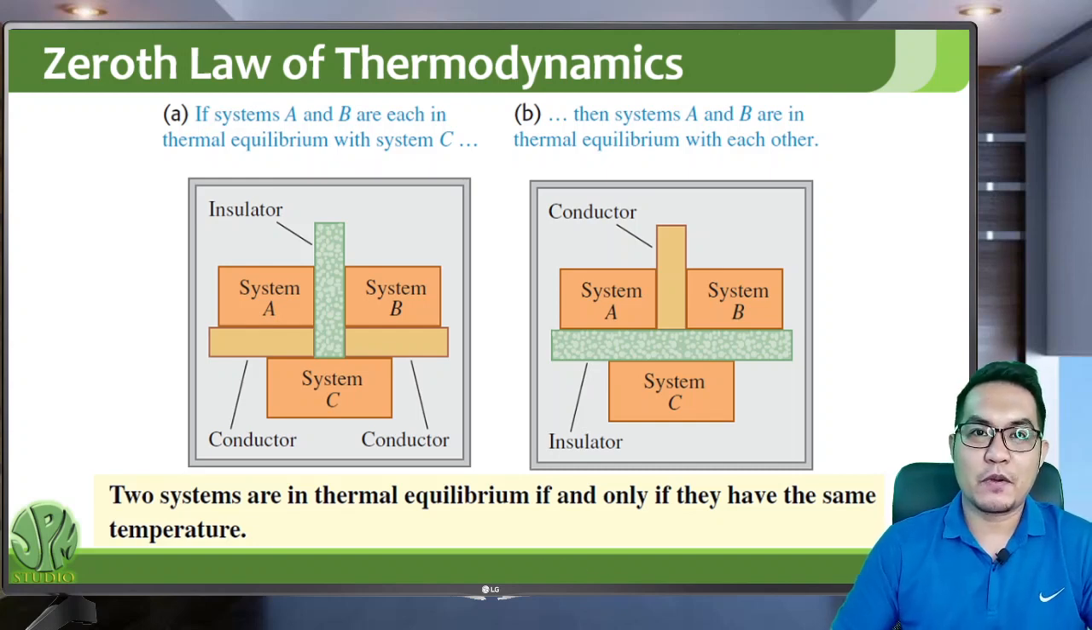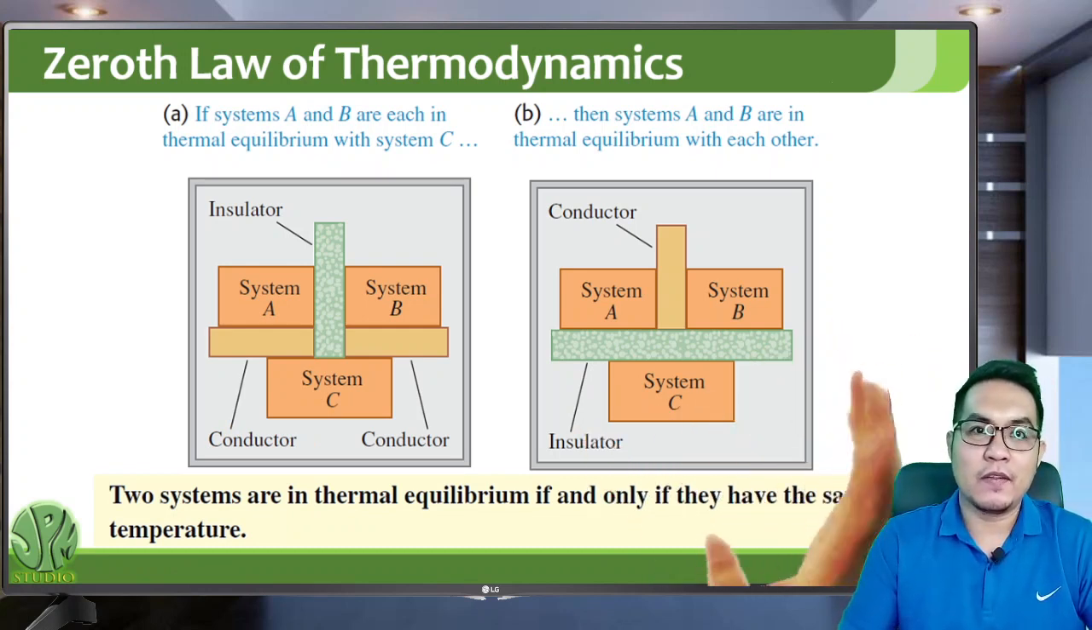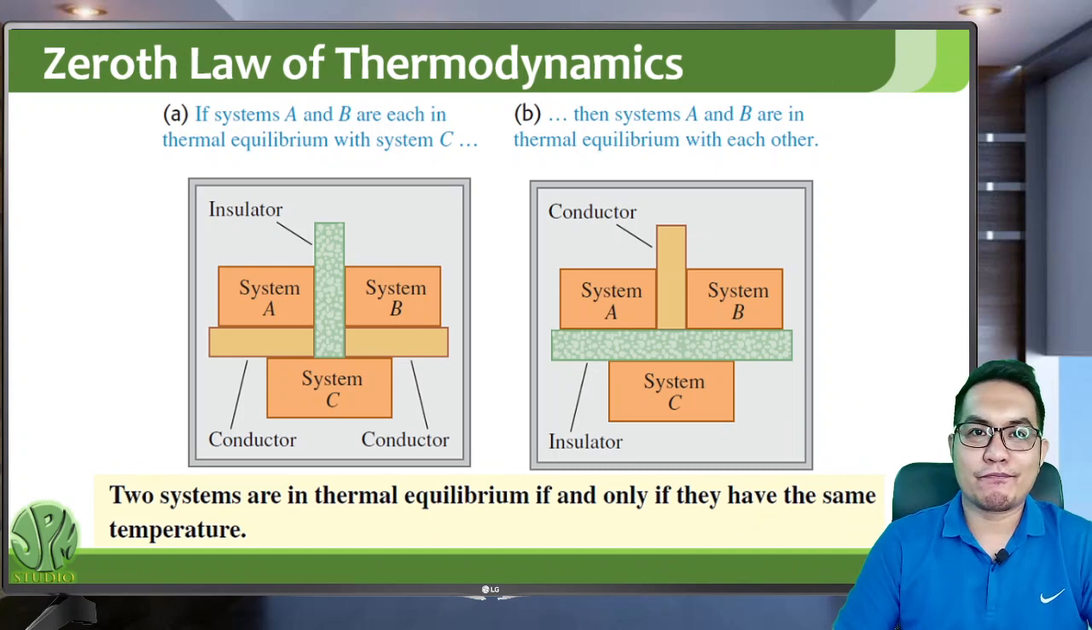For example, if you're measuring your temperature using a thermometer, the purpose of the thermometer is just mimicking your body temperature. Your body temperature and the temperature of the thermometer are in thermal equilibrium with each other. But it's not instant. It takes time before the two bodies can achieve thermal equilibrium.